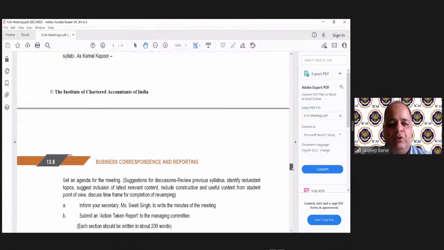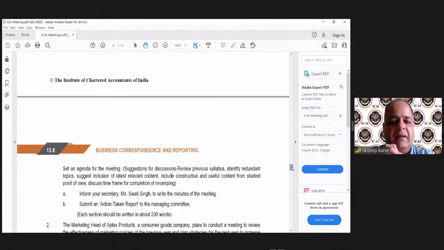So as Kamal Kapoor, you are going to set an agenda for the meeting. You have the tabular format of the meeting for the agenda, right? You can use that. In that, the suggestions for discussions are: review previous syllabus, identify redundant topics, suggest inclusion of latest relevant content, include constructive and useful content from student point of view, discuss time frame for completion of revamping. So this is the agenda.